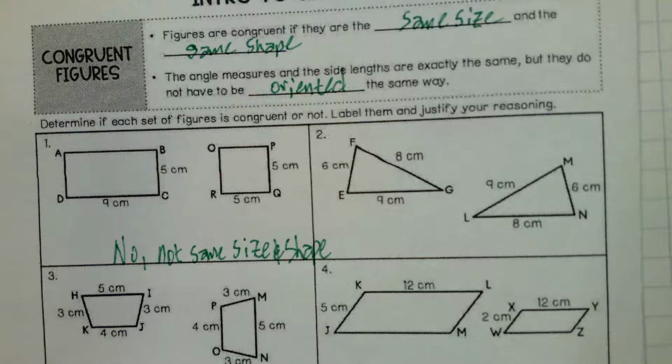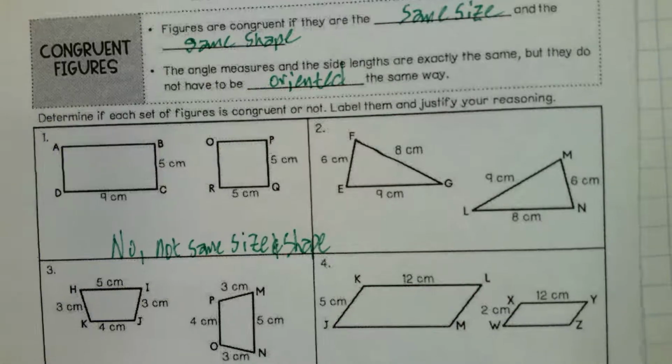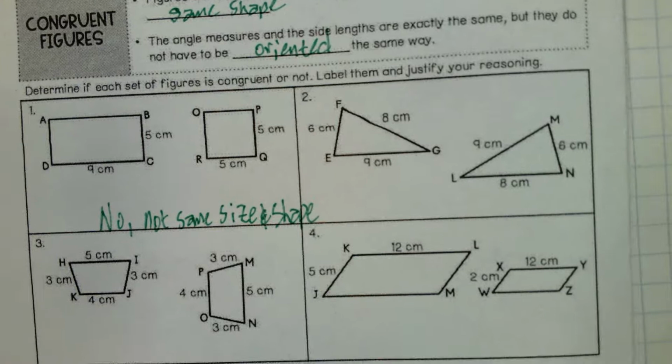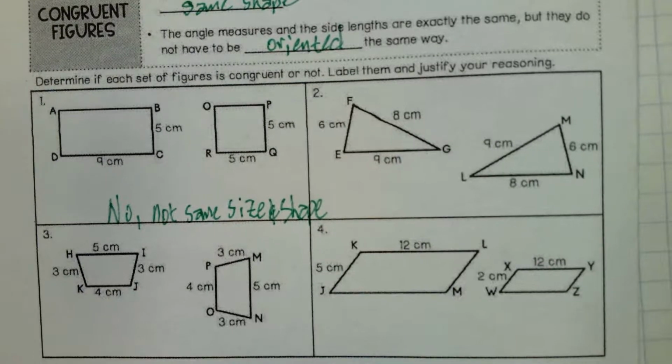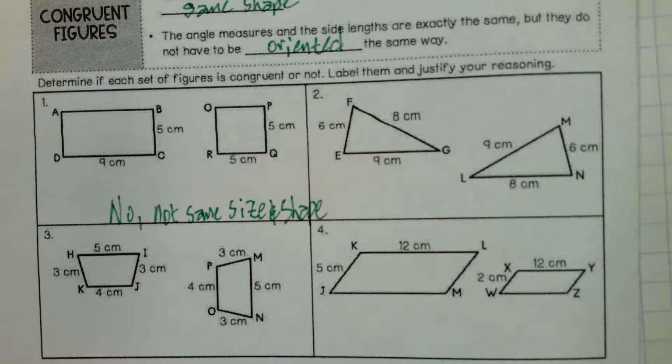Okay, so I want you to do 2, 3, and 4. Look at the values. Compare the values, and that will help you to determine that. So I'll give you a few minutes to look over those, work with the person at your table, and decide on 2, 3, and 4 if they're congruent.